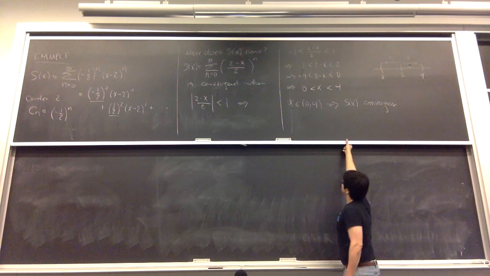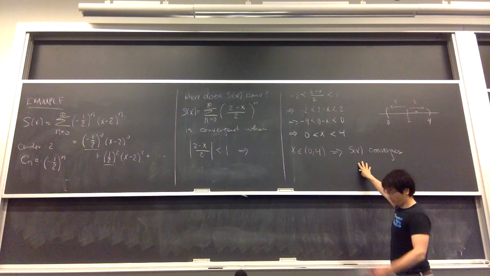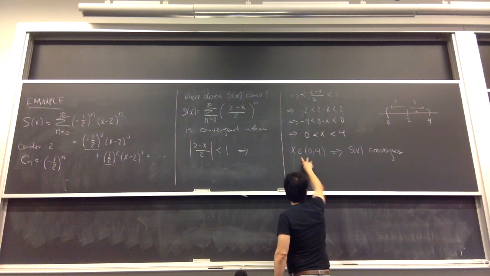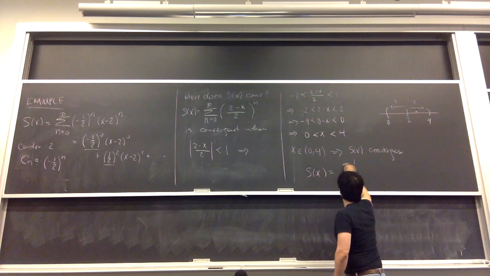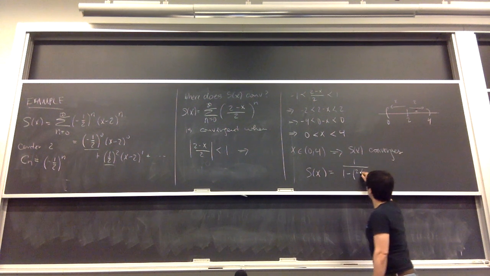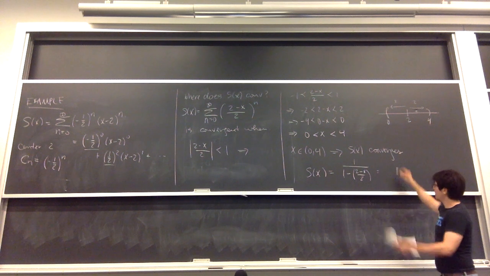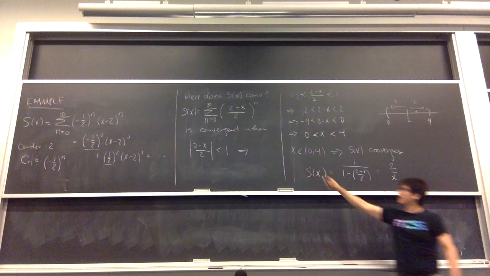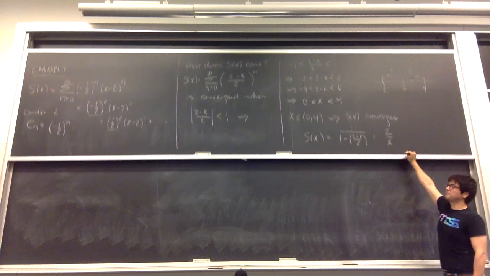Okay, so what I should have mentioned here is that in addition to S of x converging, I can actually write what it converges to. As long as x is in the radius of convergence, I could say S of x is equal to 1 over 1 minus (2 minus x over 2), which ends up being 2 over x when you work it out. So I can actually tell you ahead of time, as long as you give a number between 0 and 4, strict, that's going to give you the sum of the convergence.